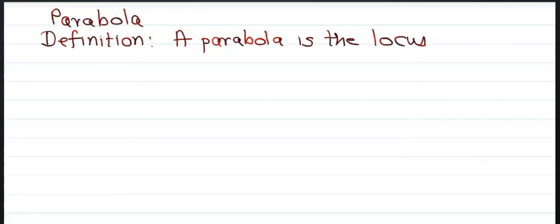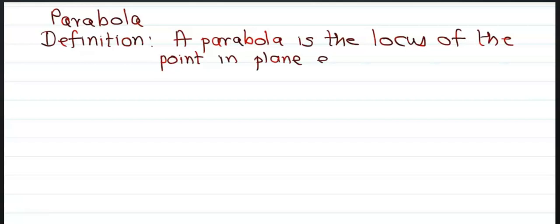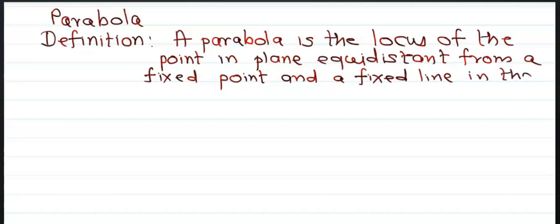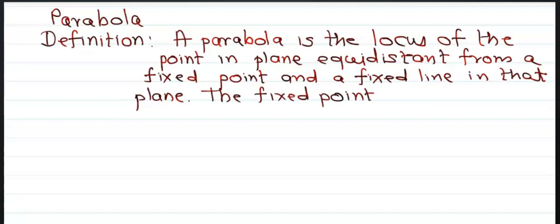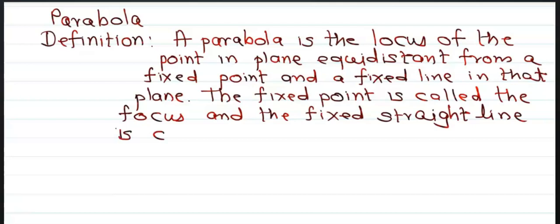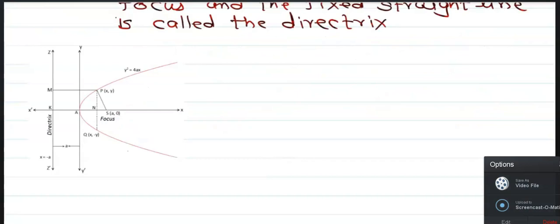Definition of parabola. A parabola is the locus of the point in the plane equidistant from a fixed point and a fixed line in that plane. The fixed point is called the focus and the fixed straight line is called the directrix. That is, this is the definition of the parabola.